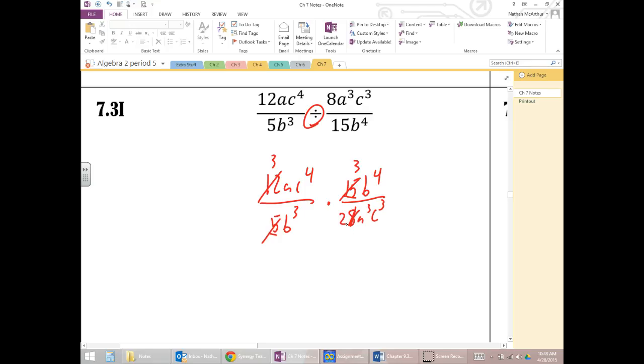I'm just checking, see if I lost anybody. If you're okay with cross simplification, then we're golden. 3 times 3 is 9. All that's left over on bottom is 2. So I'm left with a b to the 4th, c to the 4th over a cubed, b cubed, c cubed. Any confusion about what just happened there?